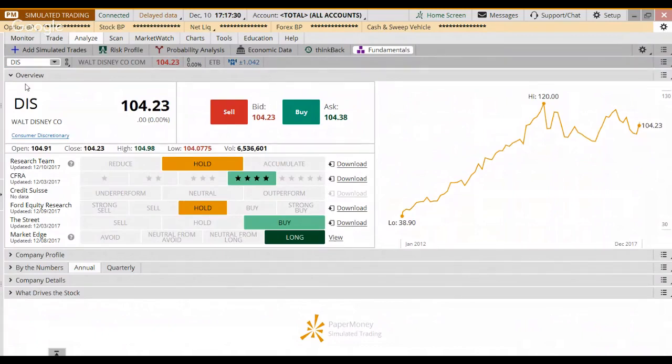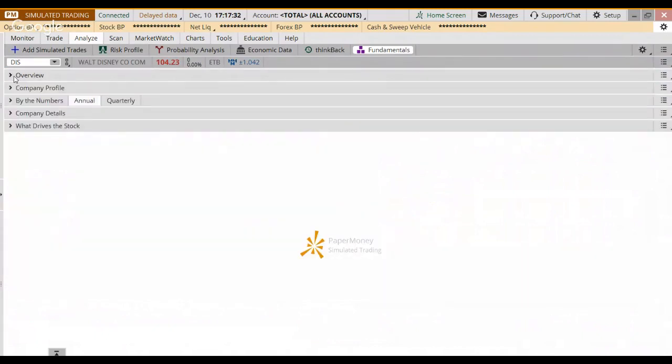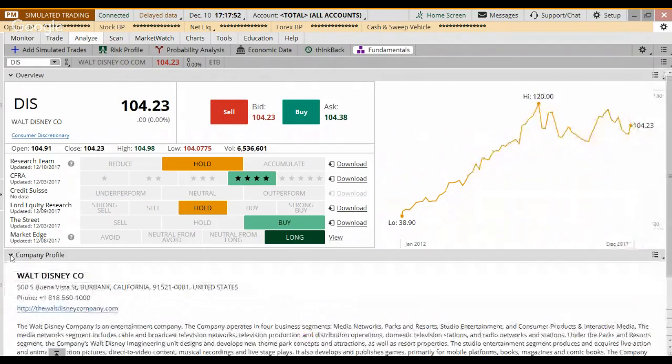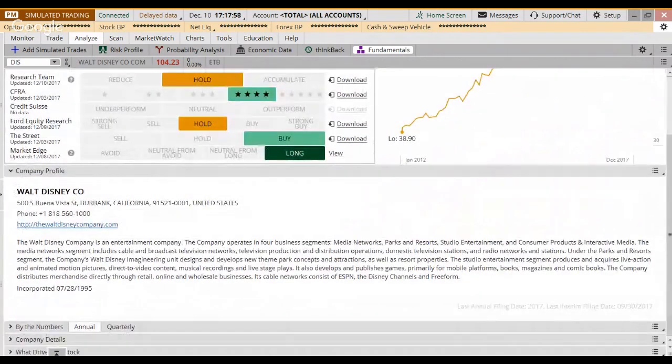Okay, sometimes they're closed, all of them are closed like this. All you have to do is click on the arrow so we can drop down. All right, so what this part does is tell you what the rating agencies think about the stock. This stock that I'm looking at is a Disney stock, okay? Because sometimes you do need to know what you're trading. The company profile basically gives you an overview of what the company does, including the website, address, everything.